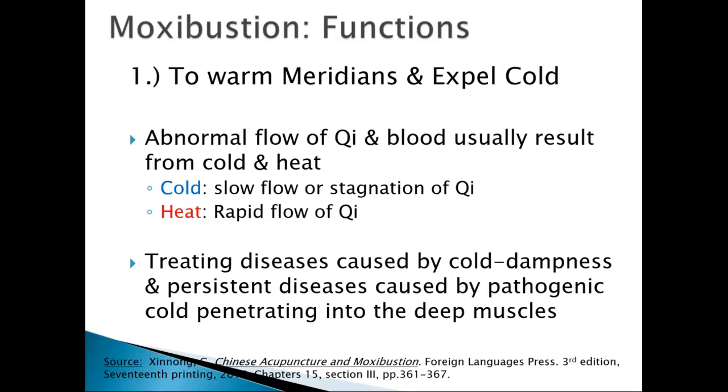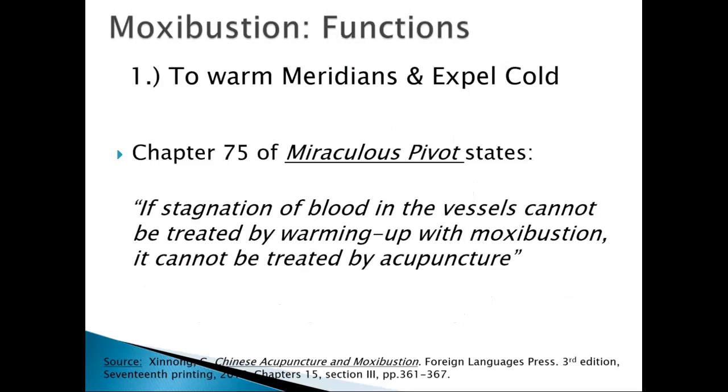When you have cold pathogens attacking, it will cause slow flow or stagnation of your qi or your vital energy. For heat pathogens, it will cause rapid flow of qi or vital energy. It treats diseases caused by cold dampness and persistent diseases caused by pathogenic cold penetrating into the deep muscles. Chapter 75 of your Miraculous Pivot, or Ling Shu, states that if stagnation of blood in the vessels cannot be treated by warming up with moxibustion, it cannot be treated by acupuncture. So generally, you need to use combination treatment. Aside from acupuncture and moxa, you have to use TCM herbs, gua sha, cupping, and other modalities as well.